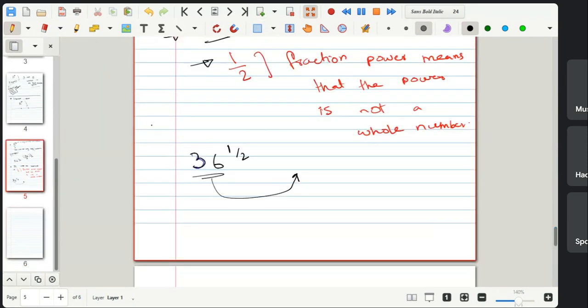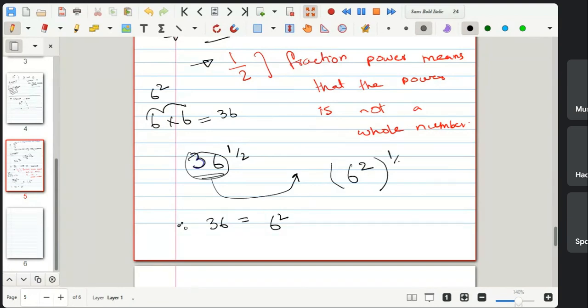From our previous knowledge, we know that 6 multiplied by 6 is 36, and we can write 6 multiplied by 6 as 6 raised to the power 2. Yes, we can do this. So 36 is equal to 6 raised to the power 2, and I will replace this 36 by 6 raised to the power 2. Now I will put the bracket here, and this 1 by 2 will remain outside.